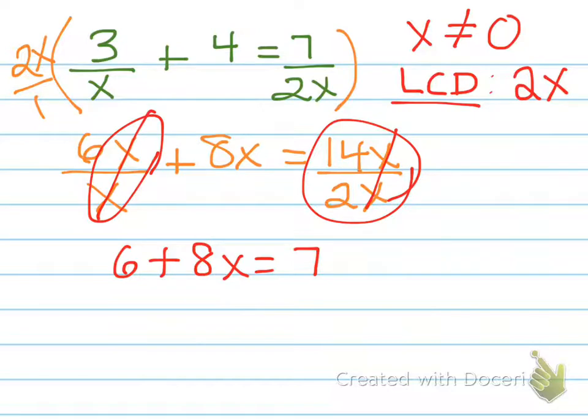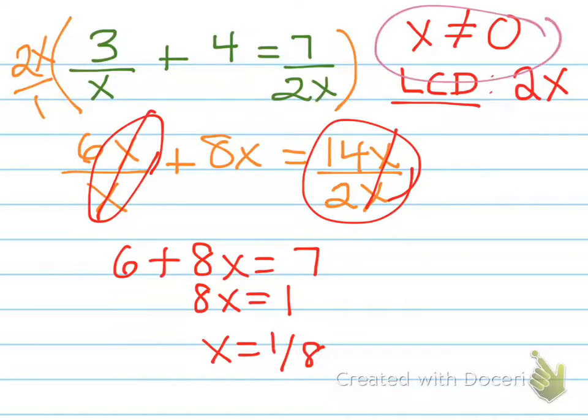Now this is all you need to solve. 8x equals 1, x equals 1 over 8. So our answer is 1 over 8. And all you need to do now is double check and make sure it's not your domain restriction. It's 0. Since we didn't get 0, 1 over 8 is our solution.